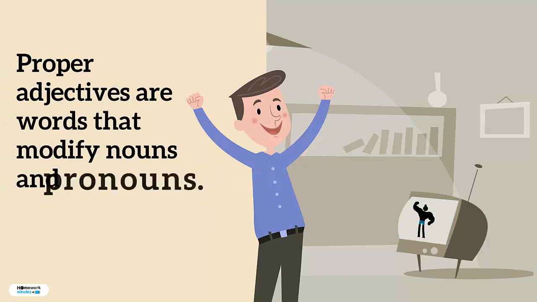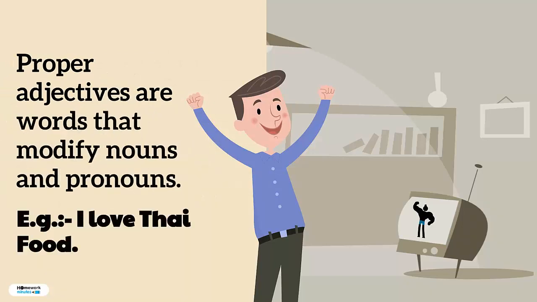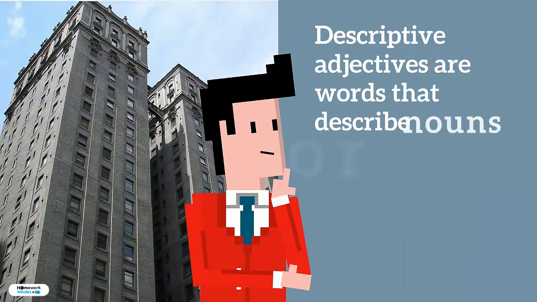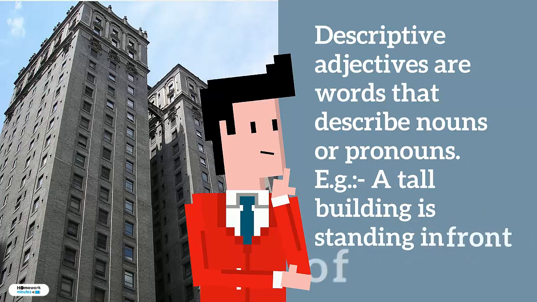Proper adjectives are words that modify nouns and pronouns. E.g., I love Thai food. Descriptive adjectives are words that describe nouns or pronouns. E.g., a tall building is standing in front of me.